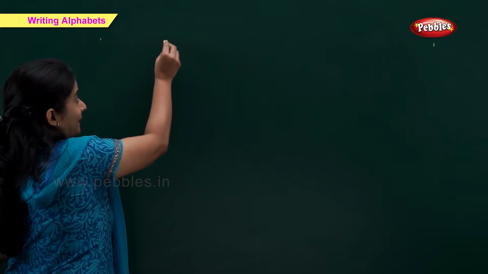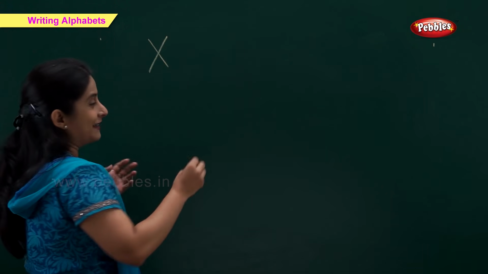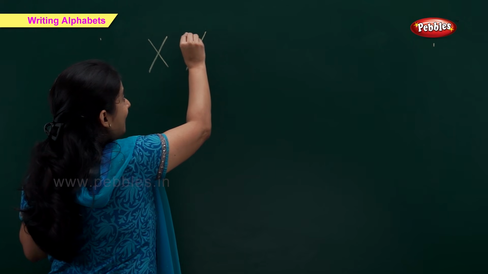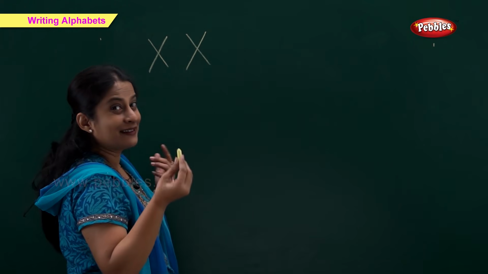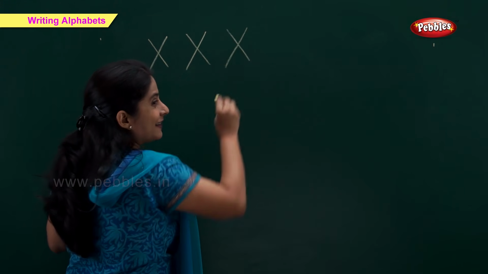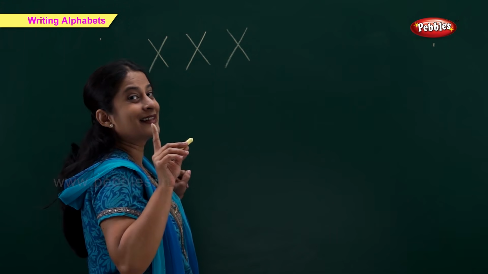Now we are going to draw two cross lines. So that makes X. One cross line, another cross line. X. Cross line and cross line. X. Cross line and cross line is what? I can't hear you. X. That's right.